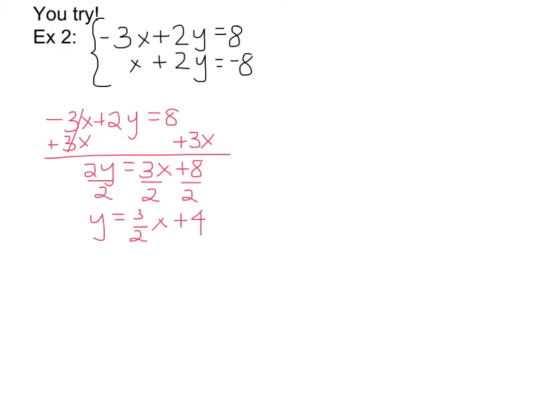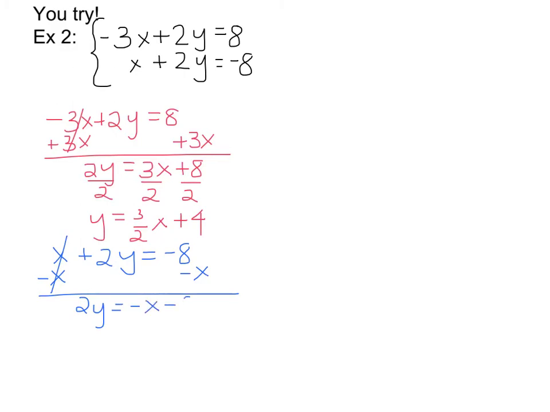Now let's take our second equation, which is x plus 2y equals -8. To move positive x to the other side, we need to subtract it. So that gives me 2y equals -x minus 8, since it was already negative. To get rid of my 2, I divide everything by 2. So that gives me y equals -1/2 x minus 4.